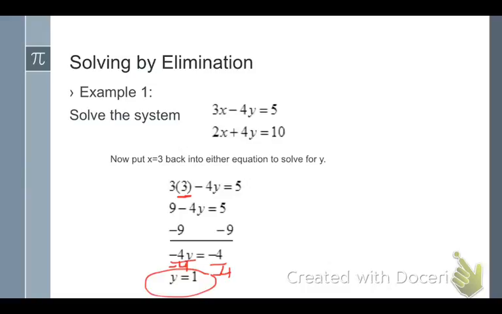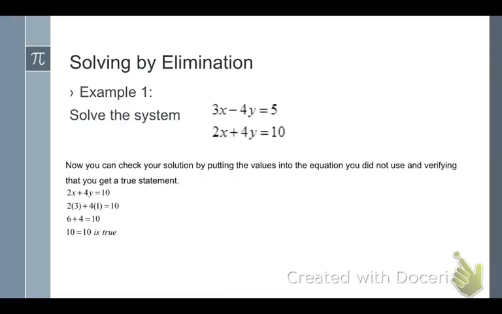So I find x, plug it into one of the equations, find y, and then to check my work, I use the top equation to find y, so I'll use the bottom equation to check. I put in my values for x and y. There's my 3 for x, there's my 1 for y, and I do get a true statement. So since 10 equals 10 is true, my solutions are correct.